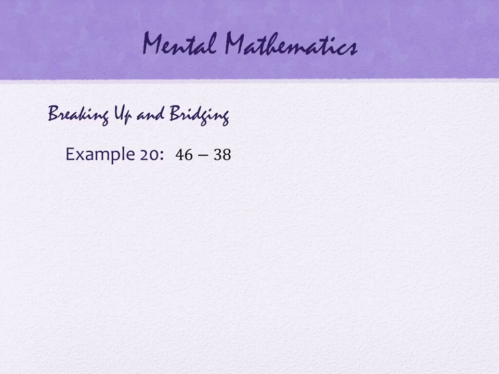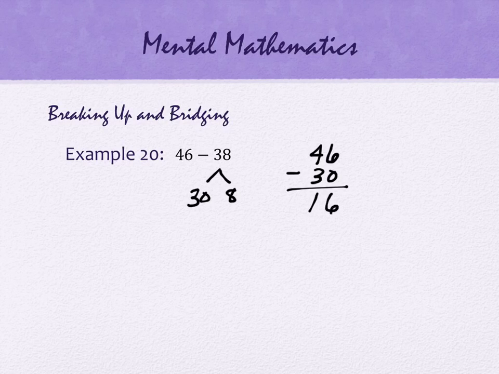Breaking up and bridging, on this page anyway, subtraction. All right, breaking up and bridging with subtraction, same kind of idea. So we're going to take the 46, and we're going to take away, so we're breaking up the 38 into 30 and 8, okay? And we're going to take away the 30 first. Okay, we're starting with the tens side. So what's 46 minus 30? 16. And then we're going to take that 16 and subtract off the piece that's left. What's 16 minus 8? 8. So we broke it apart, and we did it in 2 steps. That's breaking up and bridging for subtraction.